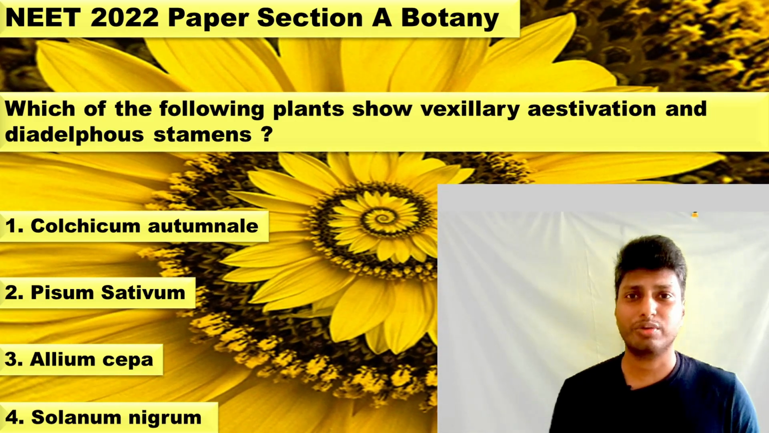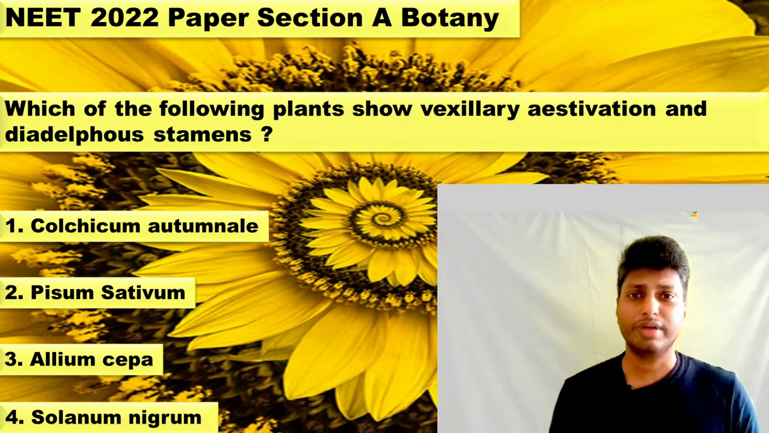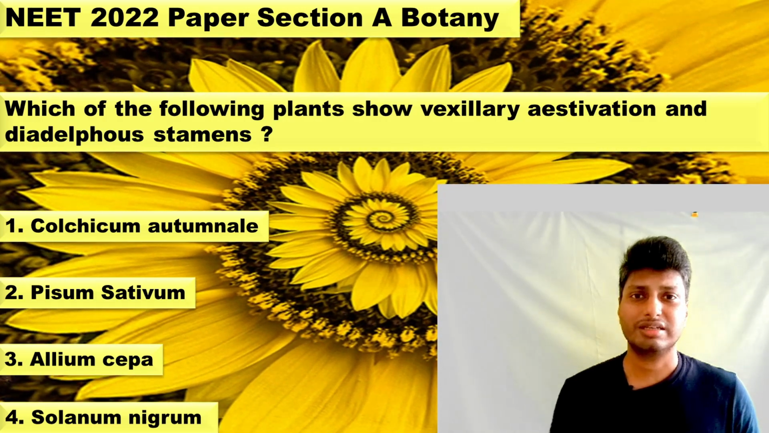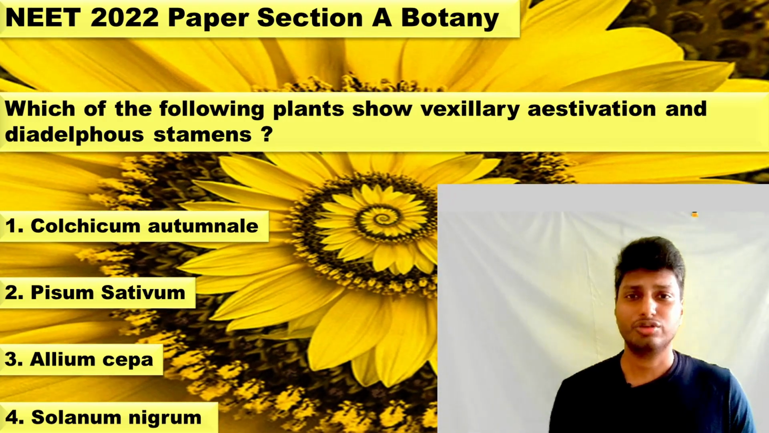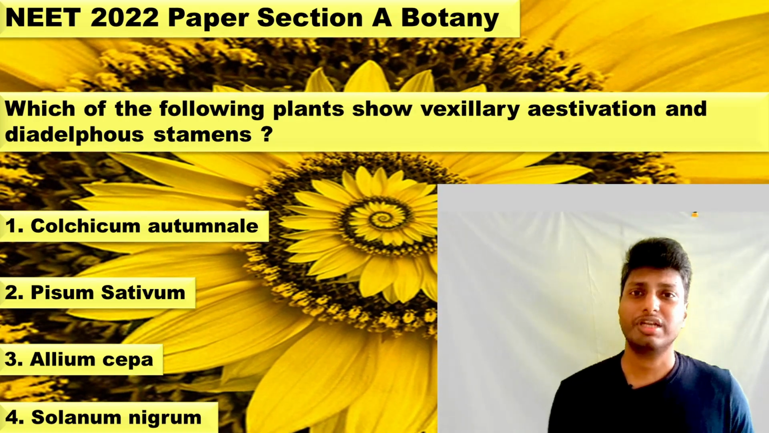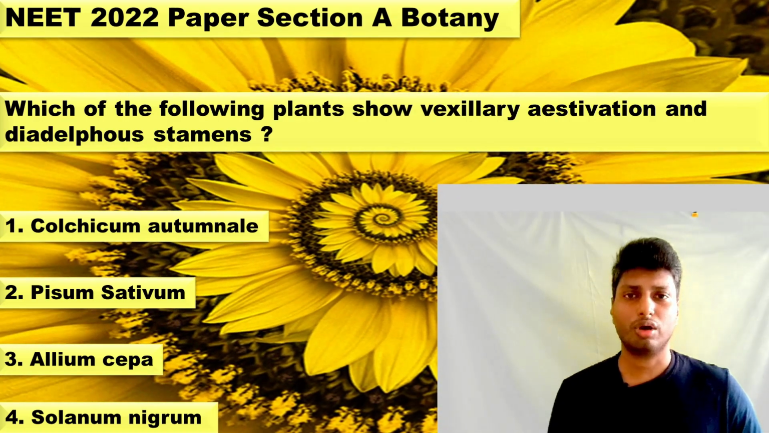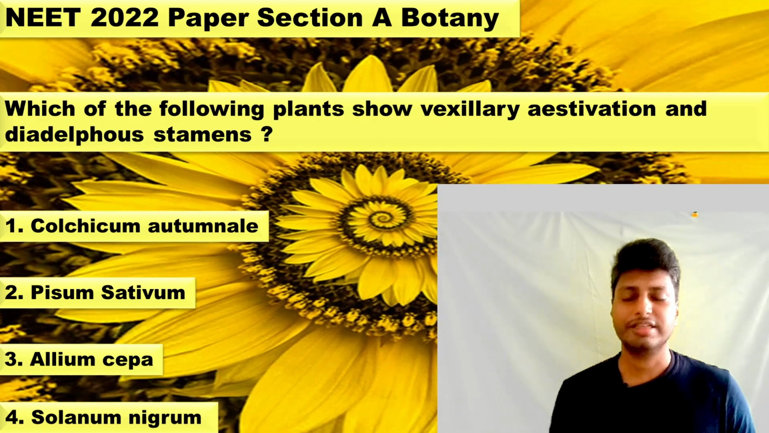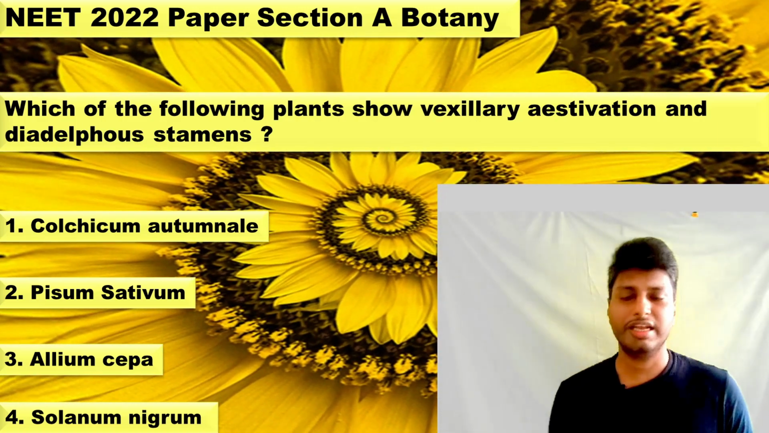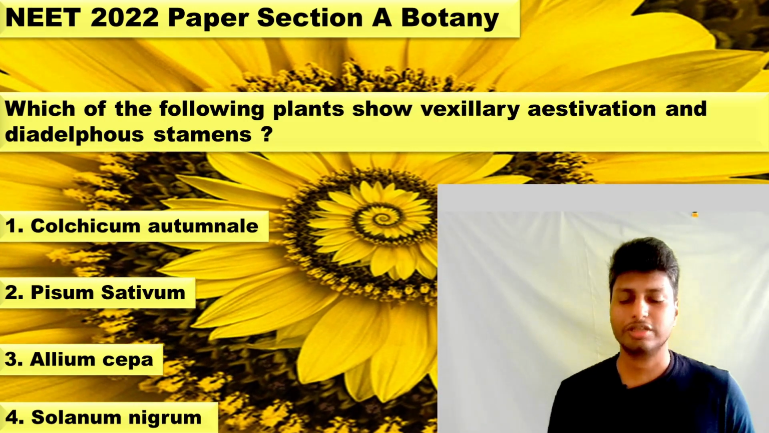So going back to the question, it is asking which of the following plants shows Vexillary aestivation and Diadelphous stamens. So let us see the options. The options are Colchicum autumnale, second is Pisum sativum, third is Allium cepa, and the fourth option is Solanum nigrum.